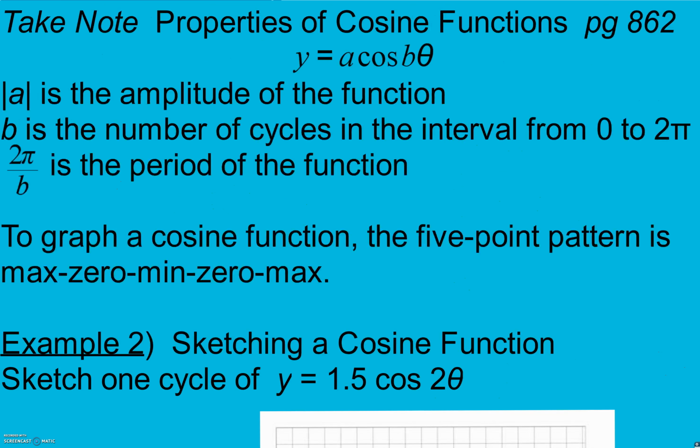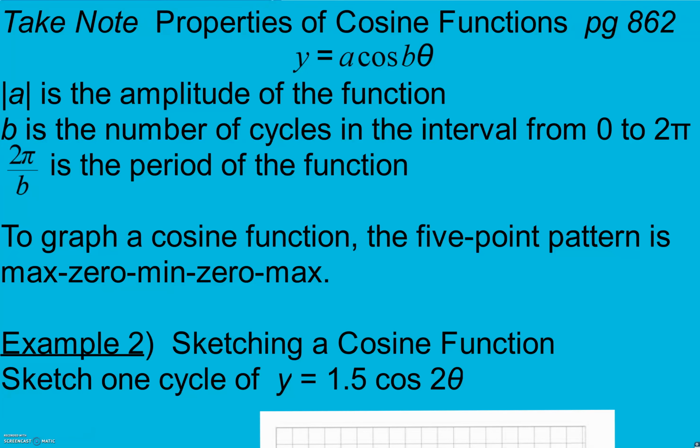Note on page 862 is our properties of the cosine function. Y equals a times cosine of b theta. Absolute value of a is our amplitude. Again, if it's negative, that just tells us the reflection. The amplitude itself is the absolute value. B is the number of cycles between 0 and 2 pi. And 2 pi over b is the period of the function. Guys, that's all the exact same as it was for the sine function. Same ideas as a sine.